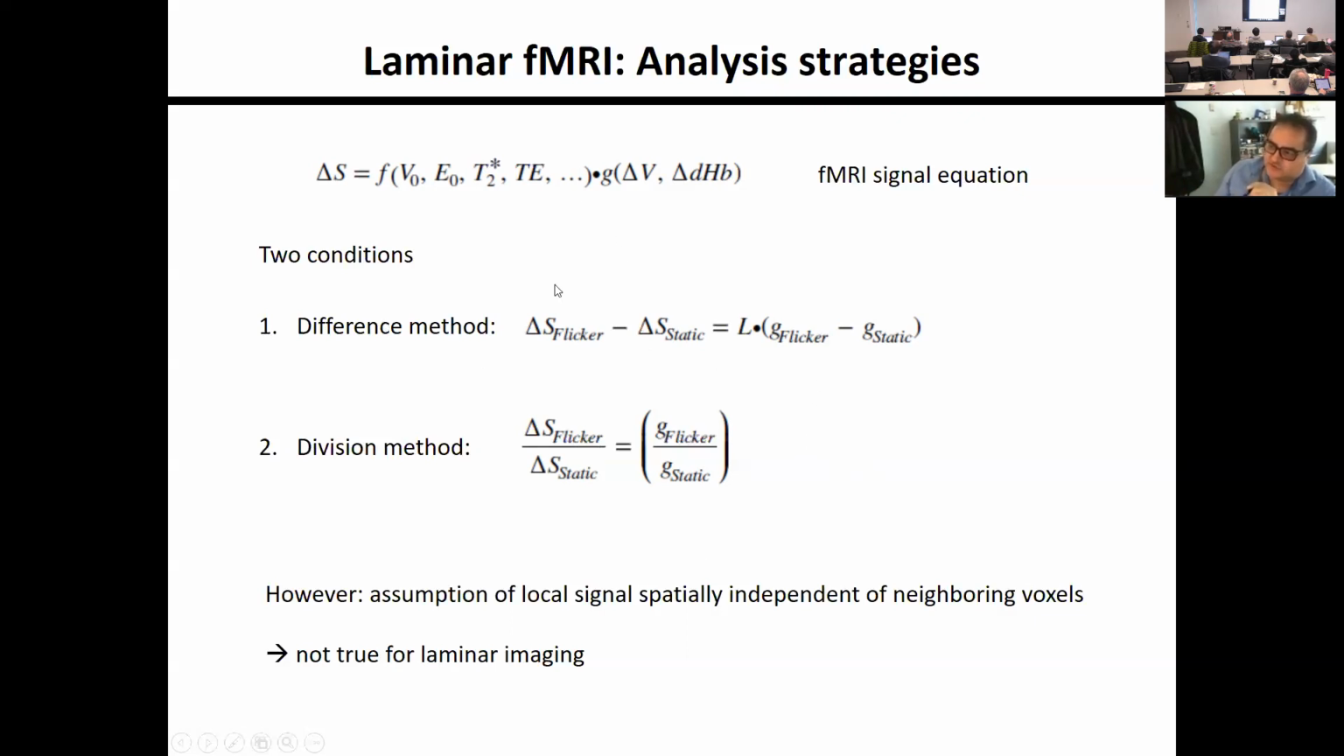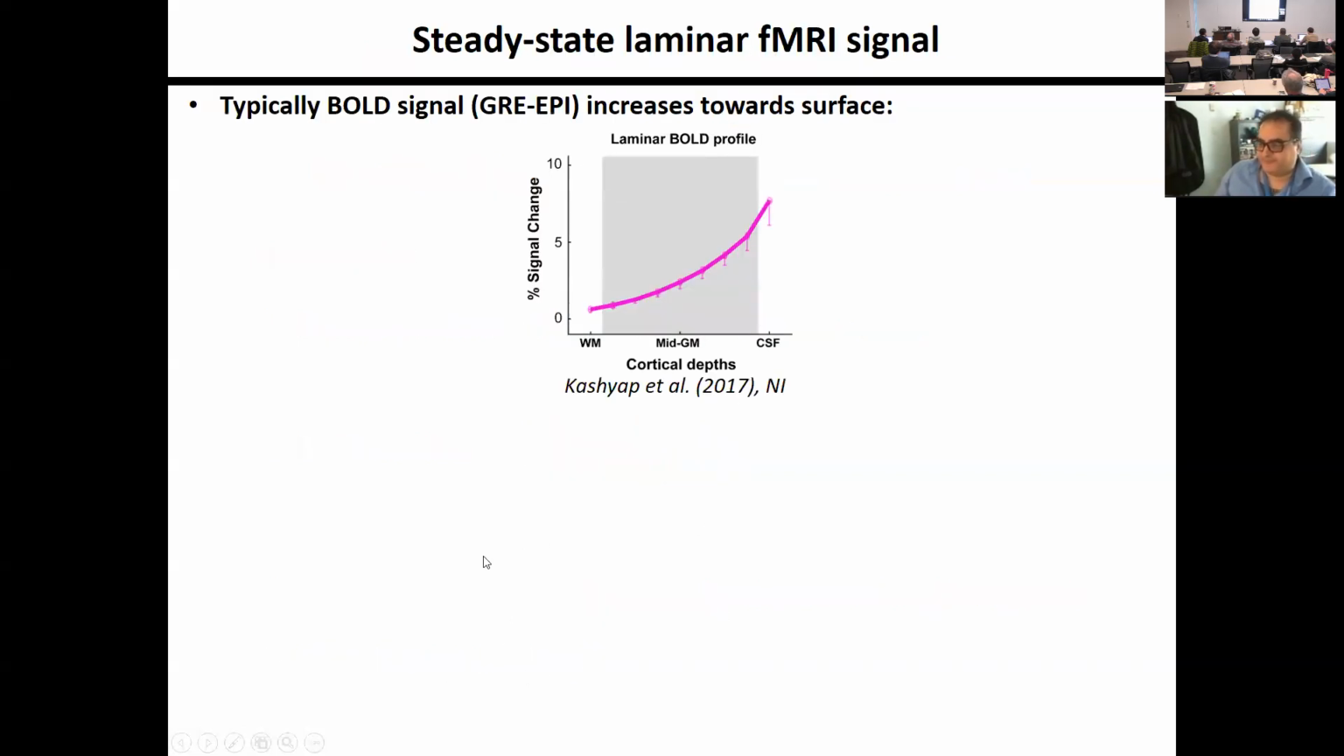However, these two methods assume that this function G is determined by local changes, which means that they are spatially independent signals. And in laminar imaging, we have a problem that this is actually not true because neighboring voxels depend on each other. This is also true in low resolution fMRI, but in low resolution fMRI, because we do spatial smoothing and ROIs, this problem is not as prominent as in laminar imaging, where we have to take care of spatial biases. So let's first examine the standard fMRI signal from gradient echo EPI.